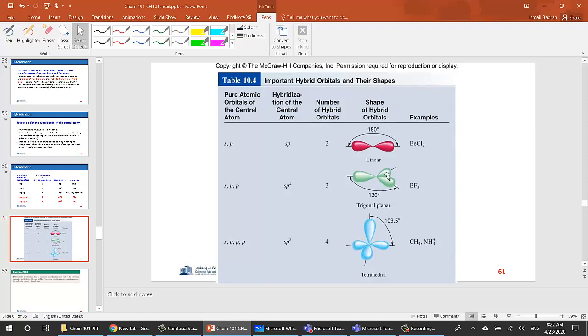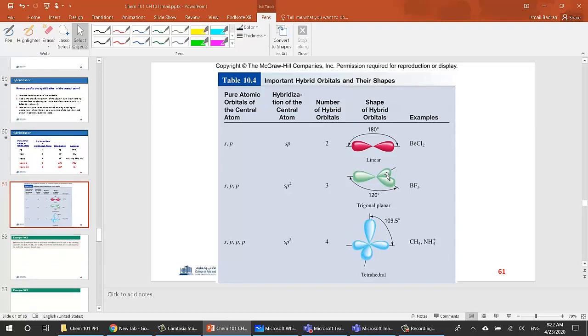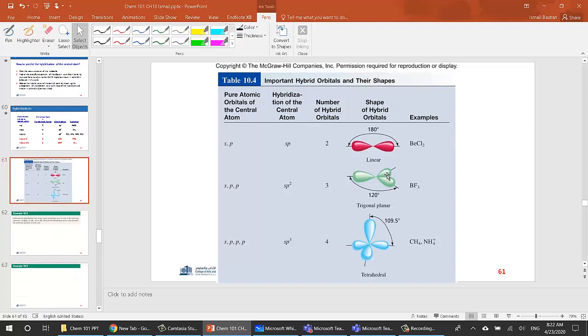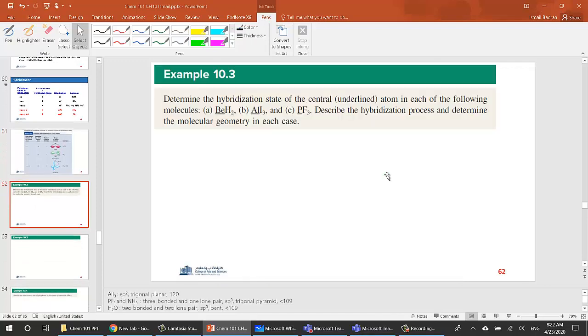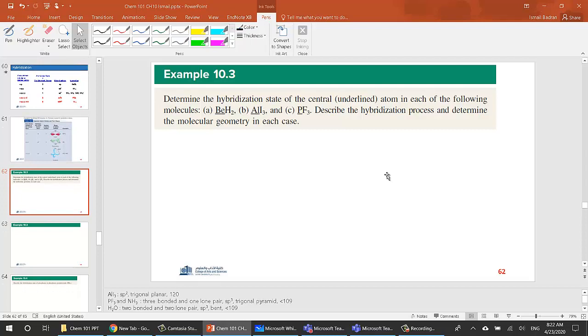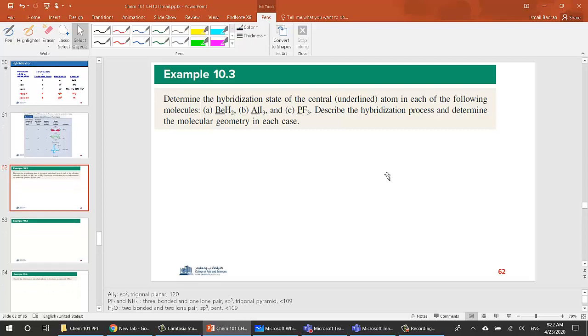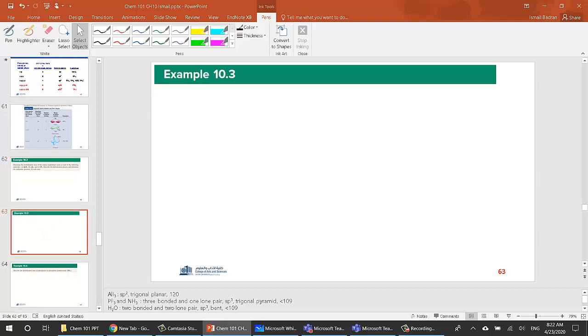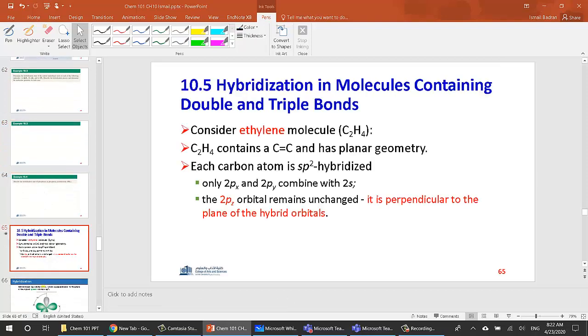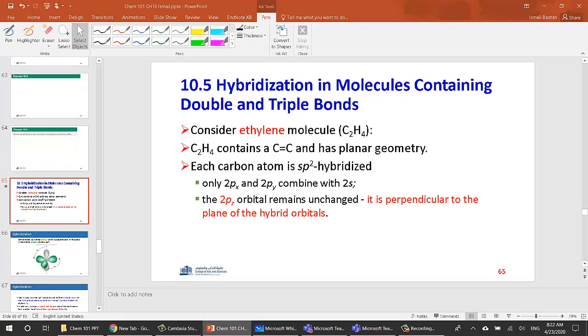Okay, and this is another summary of this type. So I think this question also we don't have to do because we did already the BH2. PF3 would be just like ammonia. Okay. So that's self-explanatory. So let's talk about double bonds.